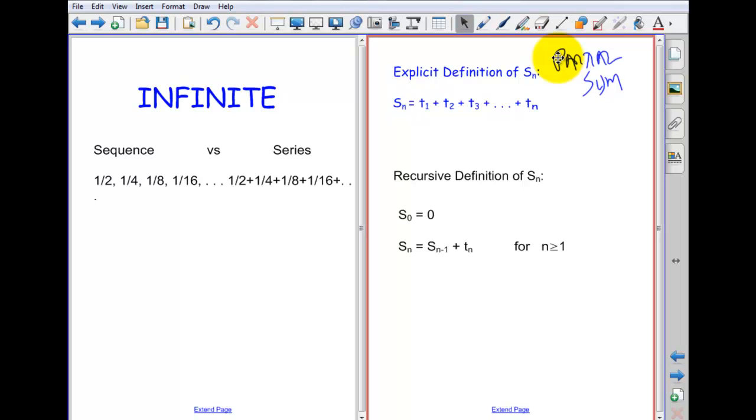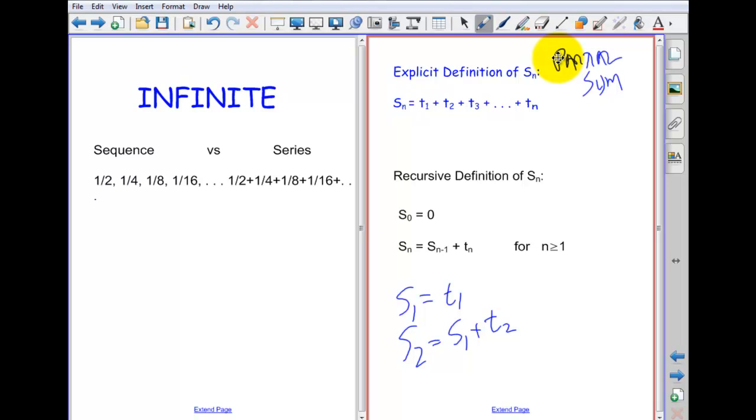Now, you can define S sub n recursively with this idea. S sub 0, basically I put it in there just so we can start the recursion. S sub 0 equals 0. In other words, I'm not adding up anything. But S sub 1 will always just equal the first term in the sequence, because S sub 1 and T sub 1 are the same thing. But S sub 2 is S sub 1 plus T sub 2.